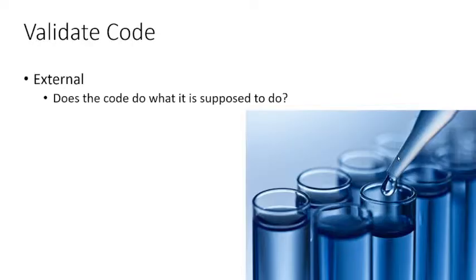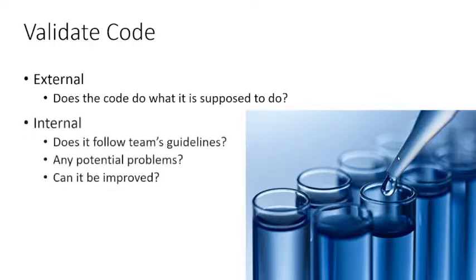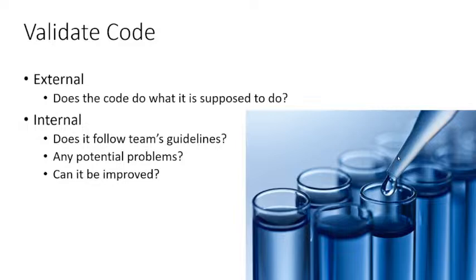But there's more than just the external part of it. There's the internal part of it. We want to look at the code and determine if the team has guidelines, and whether it follows those guidelines. Are there potential problems? Is it inefficient? Is it slow, for example? Are there easier ways to do this? Is it duplicating code? Is it hard to read? Are there other ways that it can be improved? Because even if it meets all of the functional requirements, there may be reasons why we would want to reject this code and send it back to improve it.